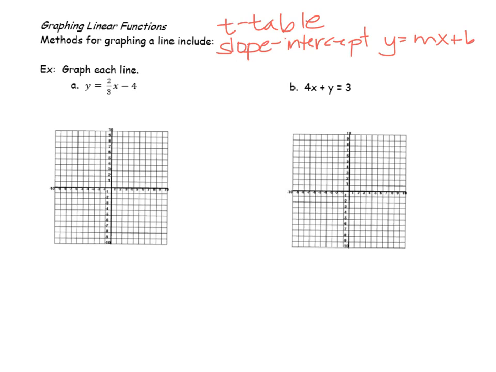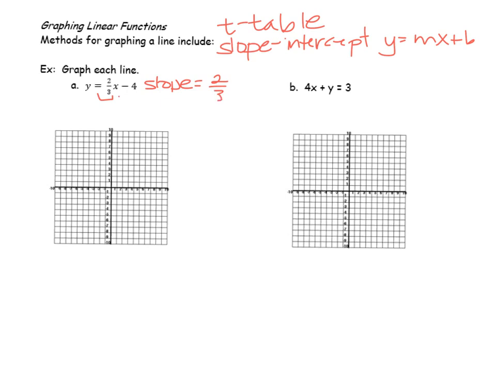So graph each line. In that first equation, y is already by itself. It's in slope-intercept form. Y equals 2/3 x minus 4. The number that's in front of the x is the slope of the line. So the slope is positive 2/3. That means we'll count up 2 and over 3. And it'll look from left to right like you're going up a hill.